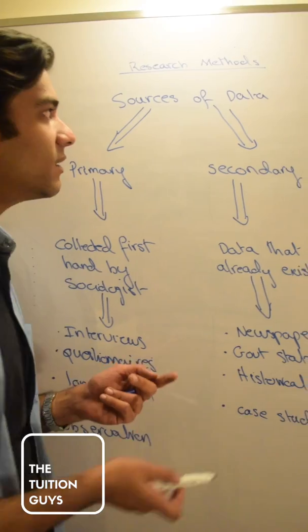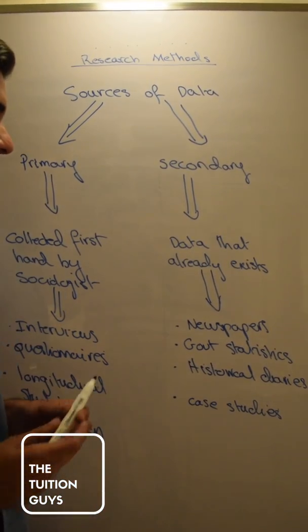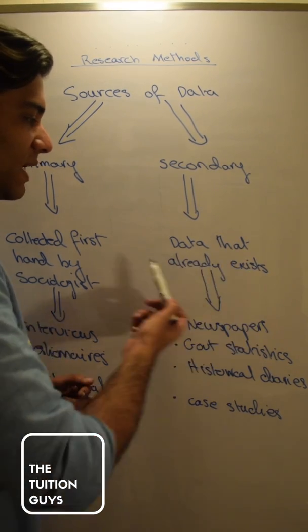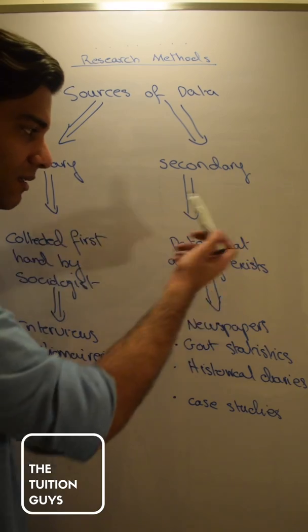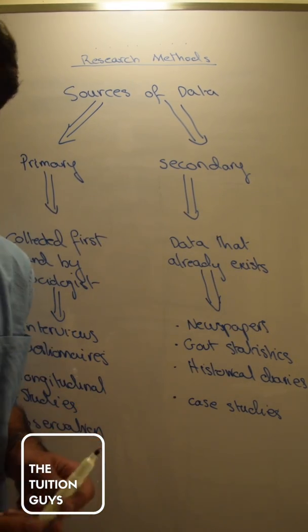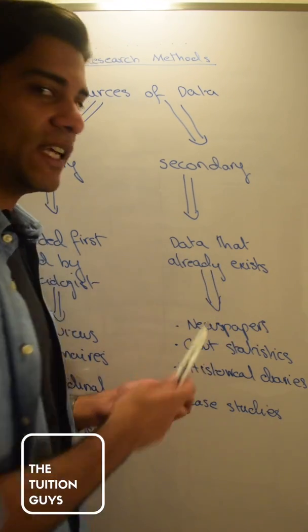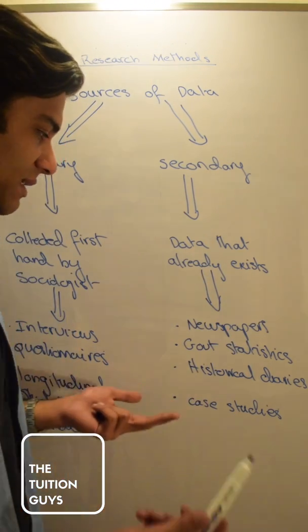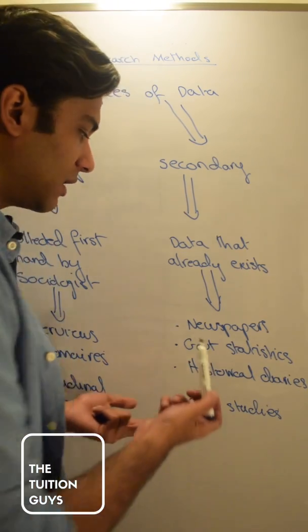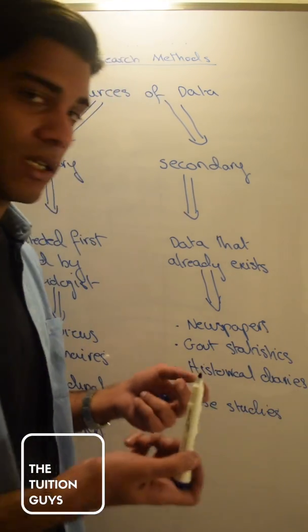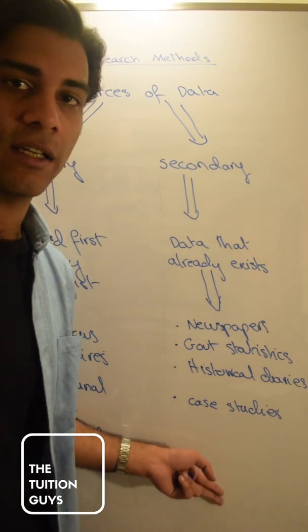Now, our second source of data is secondary in nature. And this is data that already exists. This is quite important for researchers because it can be cheaper to find this data because it's already there. As I've written here, you can get things from newspapers like articles, you can find government statistics online, you can go through historical diaries, or even use case studies.